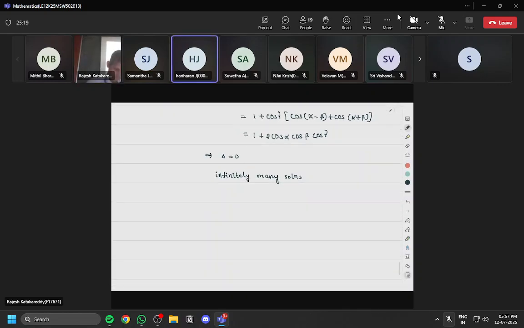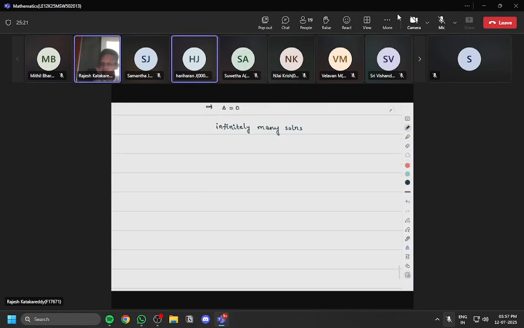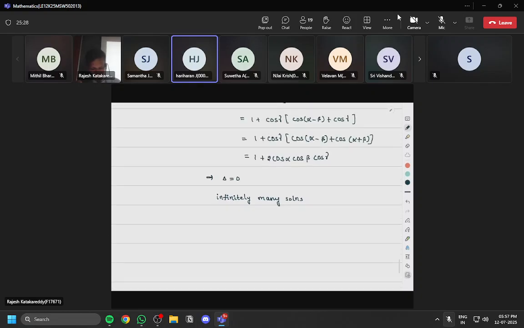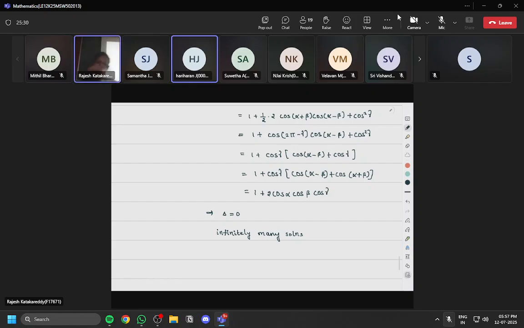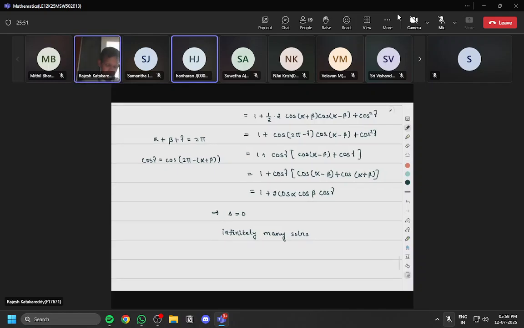Sir, how will you say cos gamma is cos (alpha plus beta), sir? I can write here cos gamma will be equal to cos (2 pi minus ...). Alpha plus beta plus gamma is 2 pi. Okay, sir.